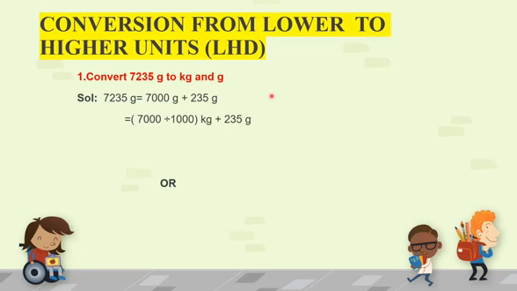So 1 gram equals 1 by 1,000 kg. So we will divide it by 1,000. So 7,000 divided by 1,000 kg plus 235 gram. Simple division. 7,000 divided by 1,000 is 7. 7 kg plus 235 gram. And then you will remove the plus sign, and write the numbers with the units together: 7 kg 235 gram. Or there is another way of solving also.